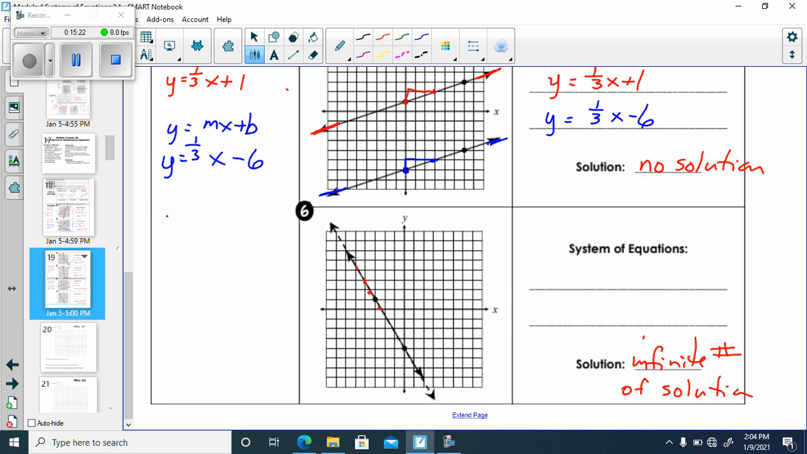Let's write the linear equation. y = mx + b. Where does the line go through the b? Down here at negative 1, 2, 3, 4. What's the m? Let's see, rise over run. Well, I know it goes through here. Let's try this one, okay? Down 1, 2, 3, 4, 5, 6, and over 1, 2, 3. Down 6 and over 3 is negative 2, isn't it? y = -2x - 4.